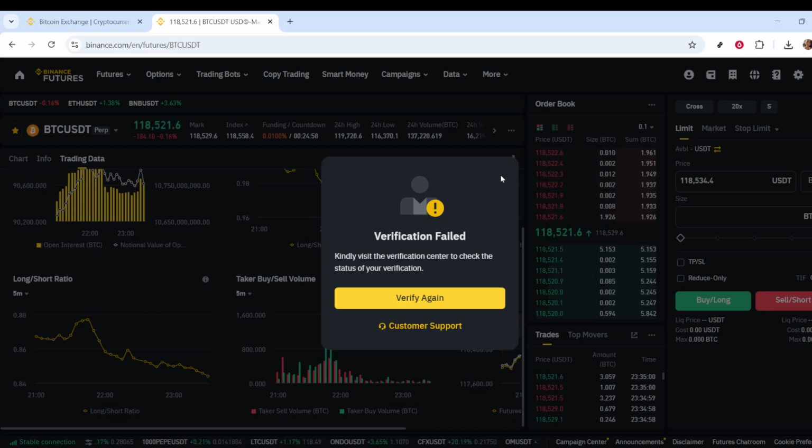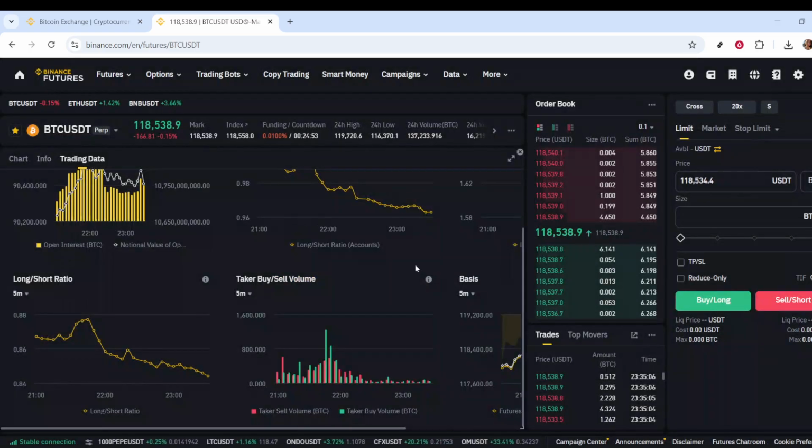To execute a buy or long position, identify the option available on the platform. Remember, going long means you anticipate the asset's price will rise, allowing you to profit from the price increase.